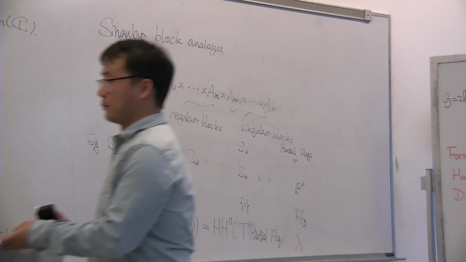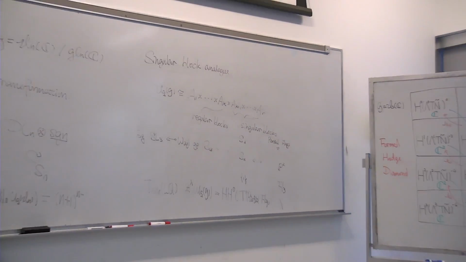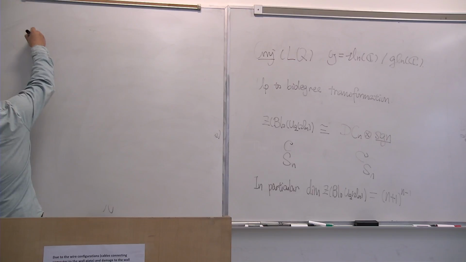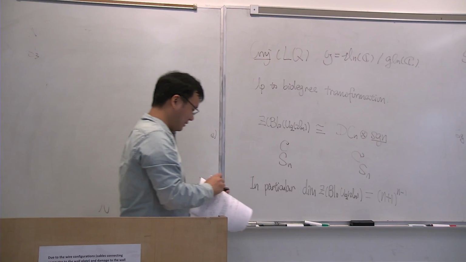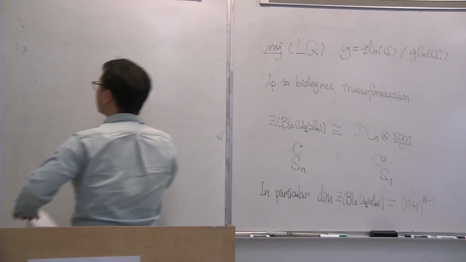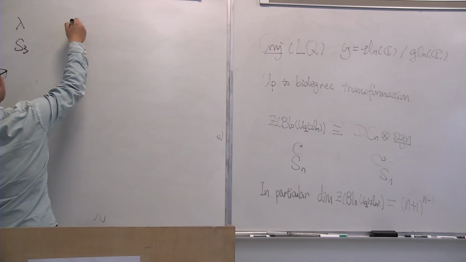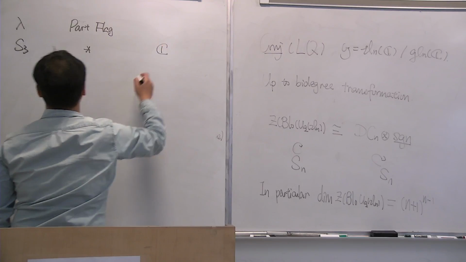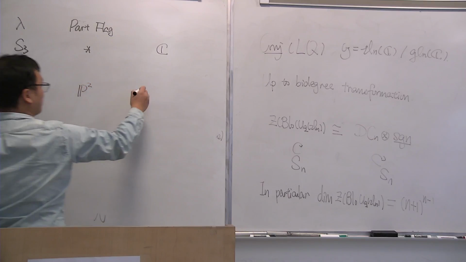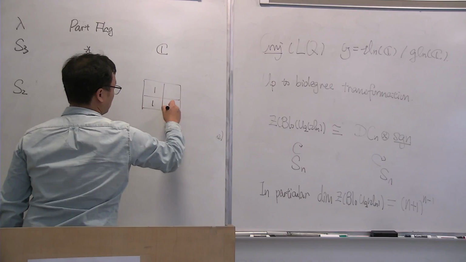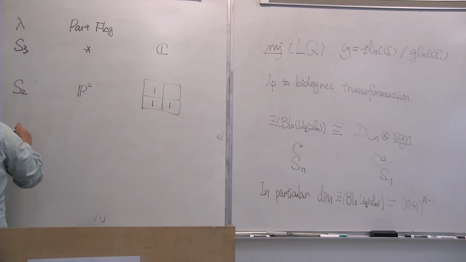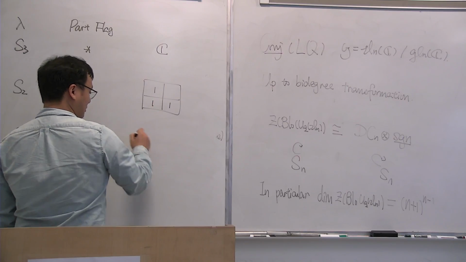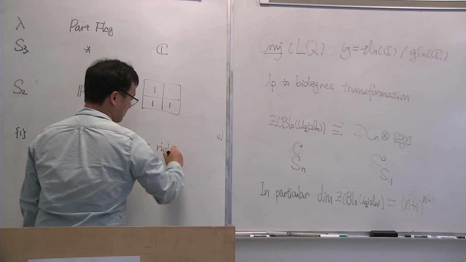So a computer experiment tells you that you have the following. For lambda corresponding to S3, this partial flag is just a point, so its Hochschild homology is one dimensional. When lambda is S2, the partial flag is P2, and its Hochschild homology has this table, which is three-dimensional. And when lambda is S1, which is the trivial group, this is the full flag variety. The table over there is 16-dimensional.